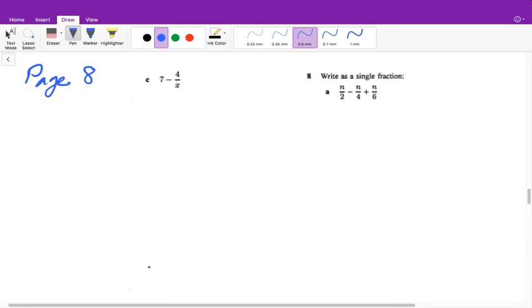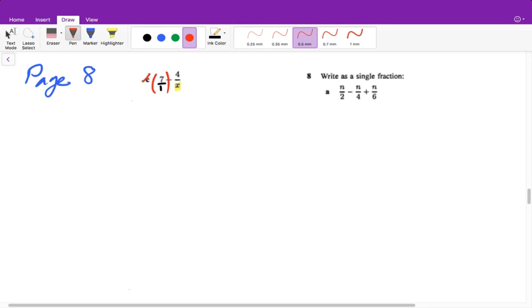All right, these two are both from the same page and are the same thing. We're combining fractions, adding or subtracting fractions, so I'm just going to go ahead and do these together. Remember, when we're trying to add or subtract fractions, we need common denominators. So this one has a denominator of x, and although nothing is written there, it's understood to be over top of 1.